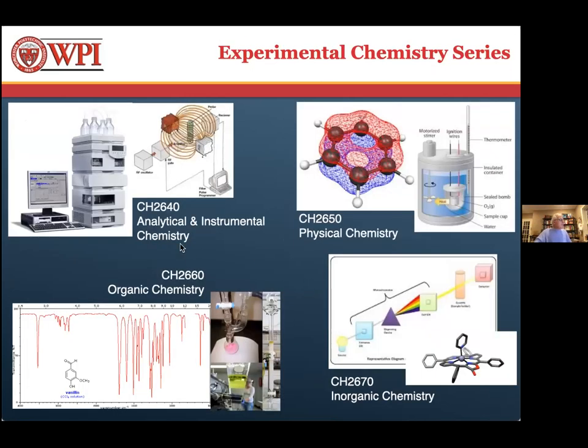At the more advanced level, we have 4 courses in the sophomore year. Analytical instrumental chemistry, where you learn how to use instrumentation like gas chromatography, mass spectrometry, and other advanced analytical methods. Then you move on to the physical chemistry lab. There, physical chemistry is about understanding chemical reactions and chemical properties through experiments. What is shown here, for example, is a calorimeter, where you can measure the heat evolution of a reaction, in this case, the burning of a sample.